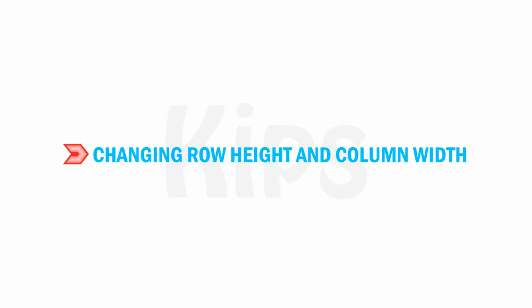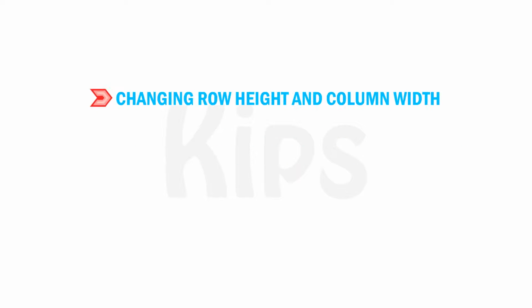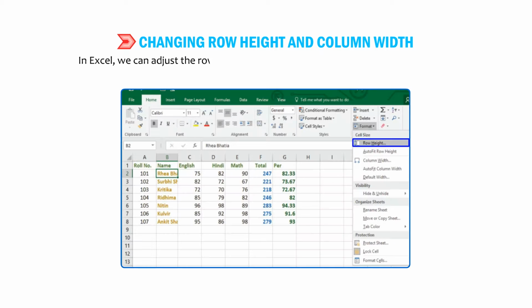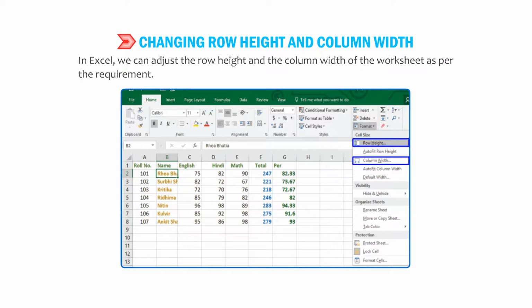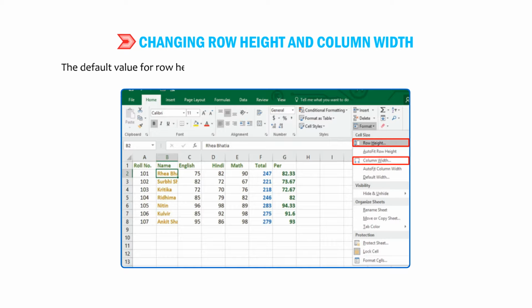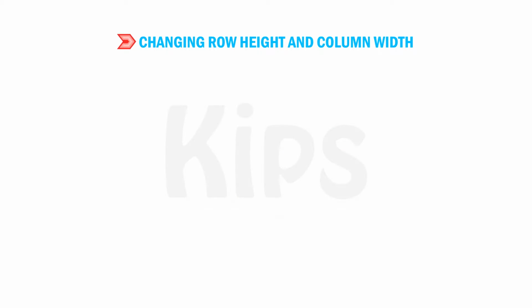Alright, now let me tell you how to change row height and column width. In Excel, we can adjust the row height and the column width of the worksheet as per the requirement. The default value for row height and column width is 15 points and 8.43 points respectively.